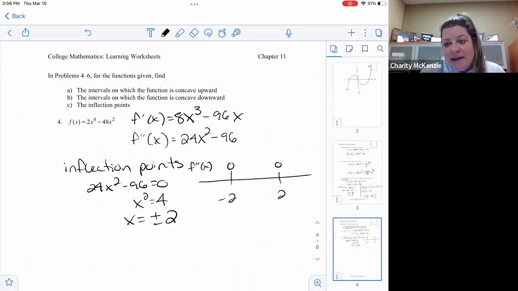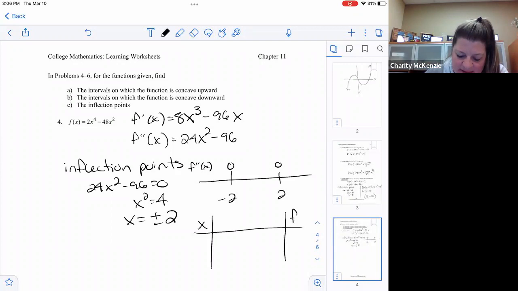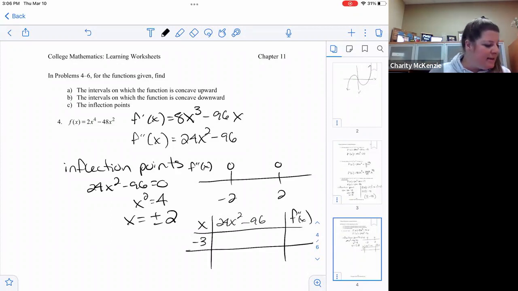Okay, then from here, we're going to do a little chart with that second derivative, right? And that is 24x squared minus 96. So we're going to put in a value less than -2, so maybe -3.